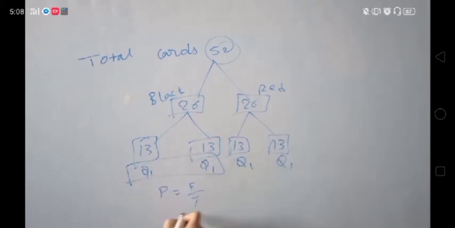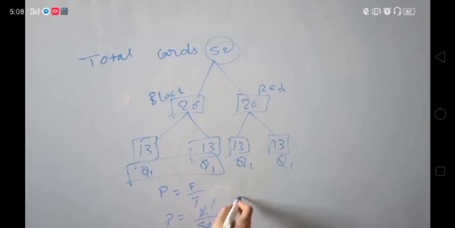Therefore probability is equal to favorable by total. Favorable is 2 upon 52 cards. We can divide, 2 1s are 2, 2 26s are 52. The probability is 1 upon 26.